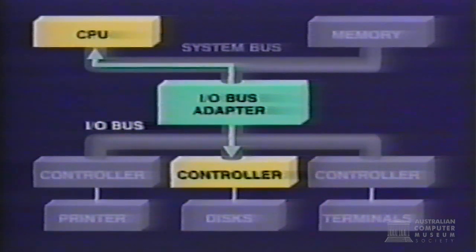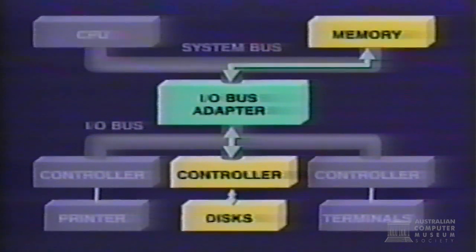In effect, this adapter allows units connected to the system bus to communicate with device controllers connected to the I/O bus. For example, the CPU communicates with the disk controller by way of the I/O bus adapter and the I/O bus. The disk controller, in turn, manages the flow of data into or out of the disk drive to which it is connected. Data is transferred directly between memory and the disk drive without any help from the CPU.